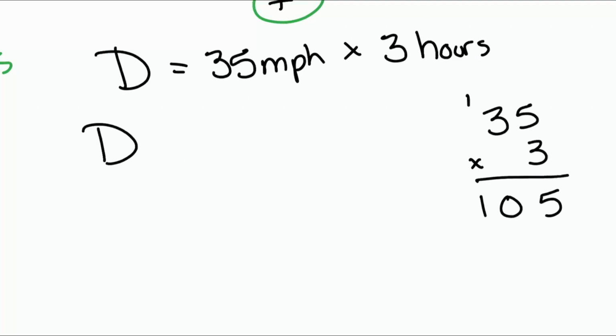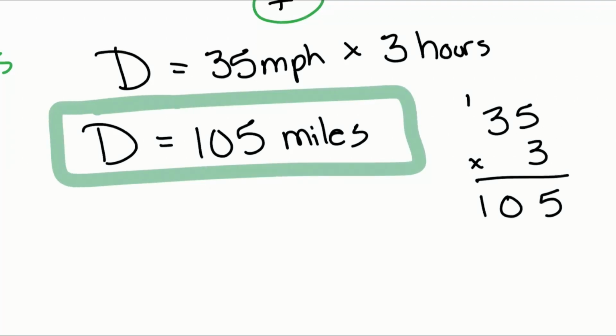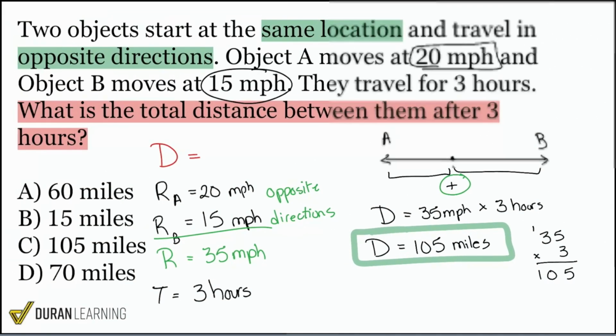The total distance that these objects travel together will be 105 miles. If you wanted to add the separate distances at the end, that also works just as well. But there we go. Distance equals 105 miles. Thus, our correct answer is C.